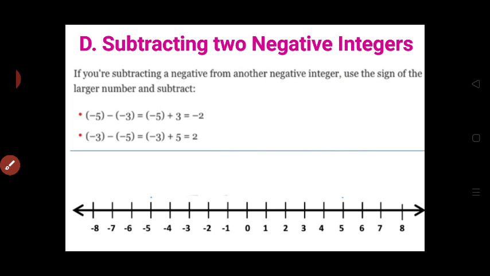Okay, now how do we represent this on the number line? So 3 is positive and 3 is B, 3 is here.